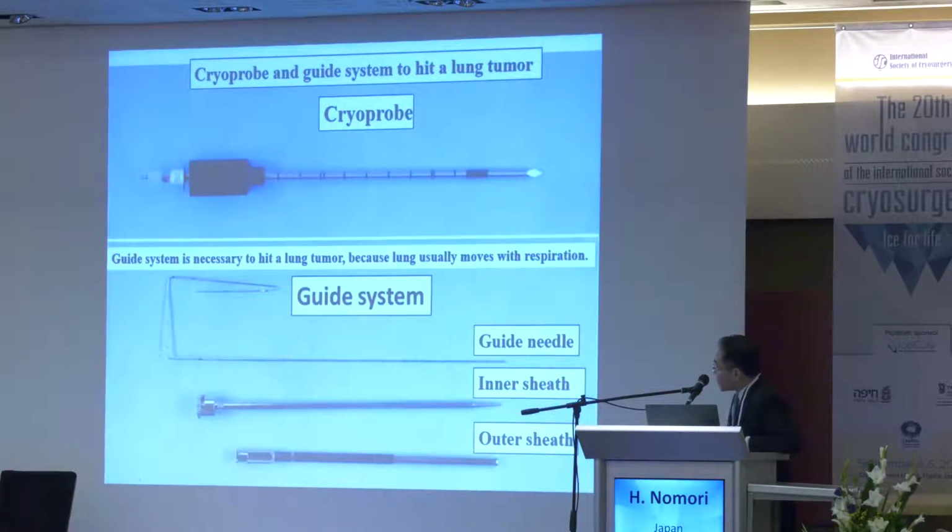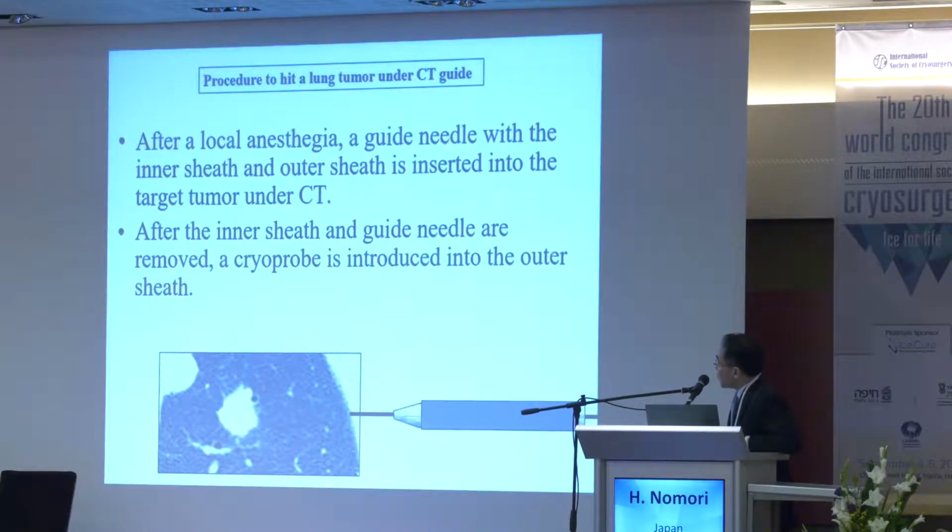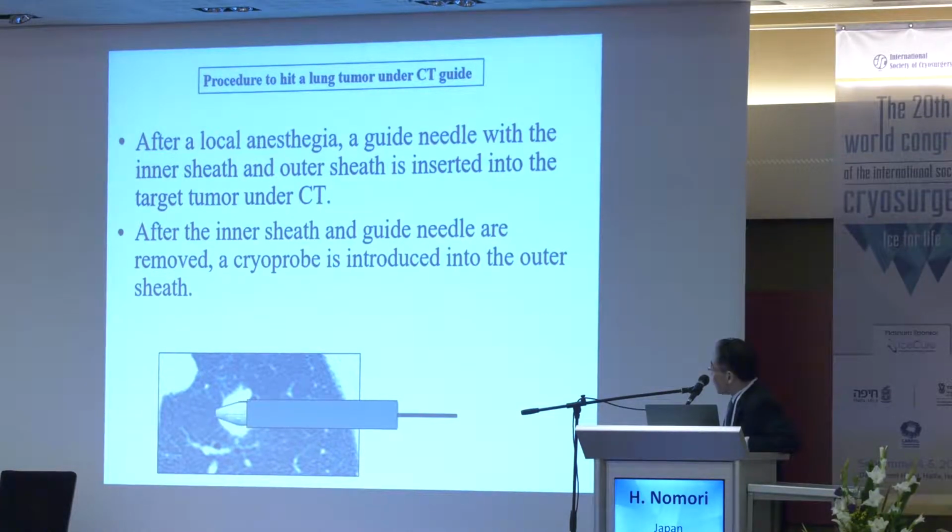And this guide system is necessary to hit the lung tumor because lung usually moves with respiration. So the slide shows the procedure to hit the lung tumor under CT guide. After local anesthesia, a guide needle with the inner sheath and the outer sheath is inserted into the target tumor under CT. After the inner sheath and the guide needle are removed, a cryoprobe is introduced into the outer sheath.